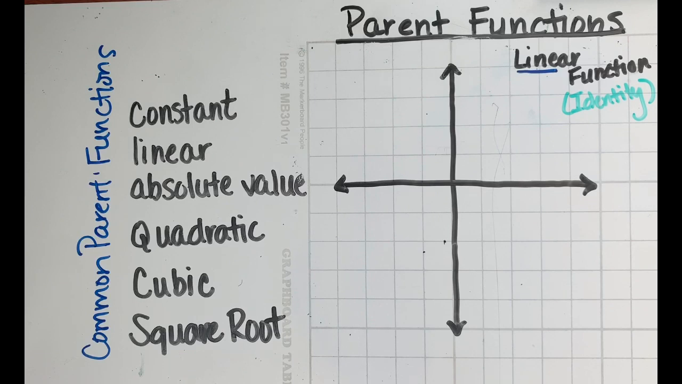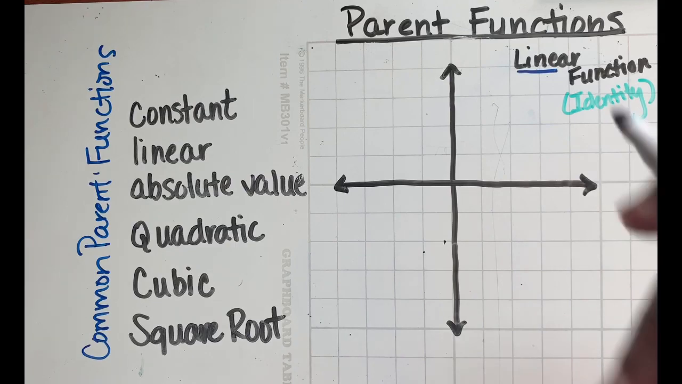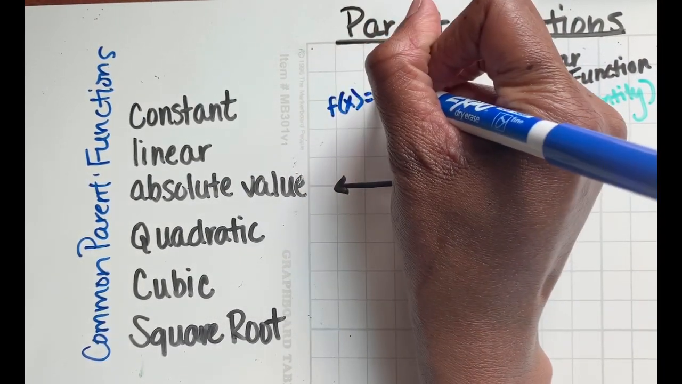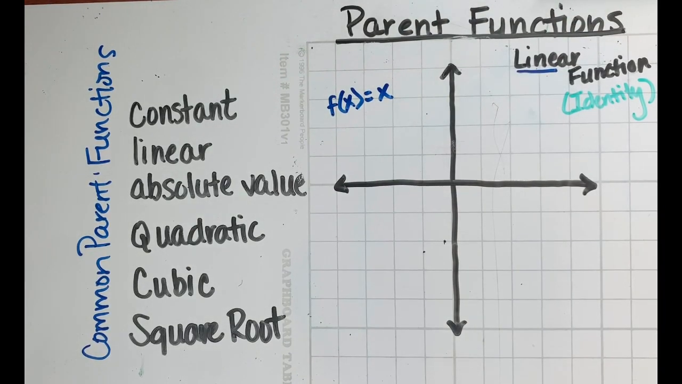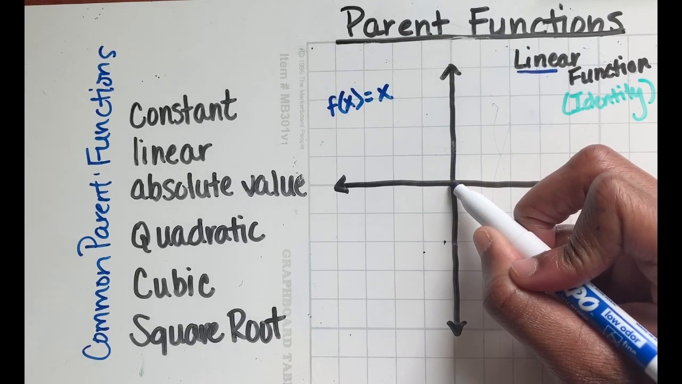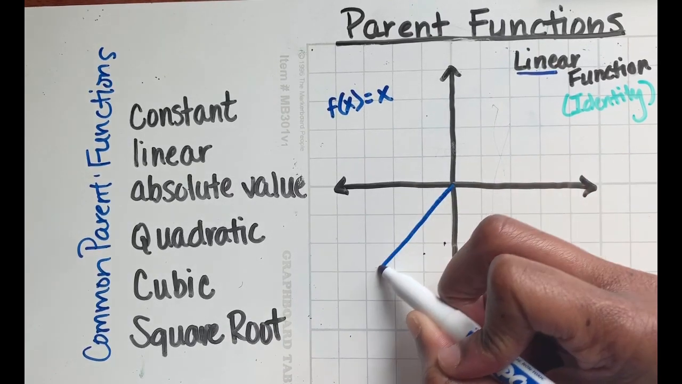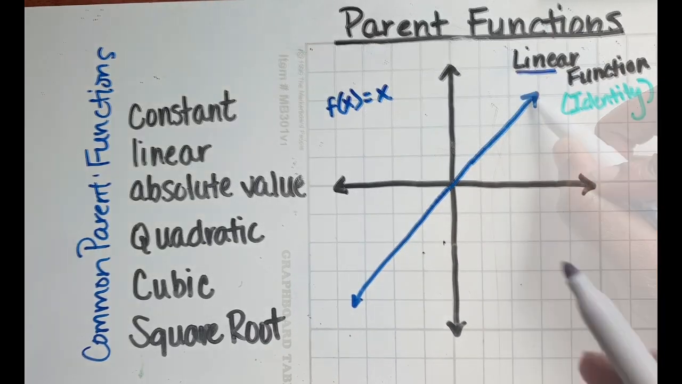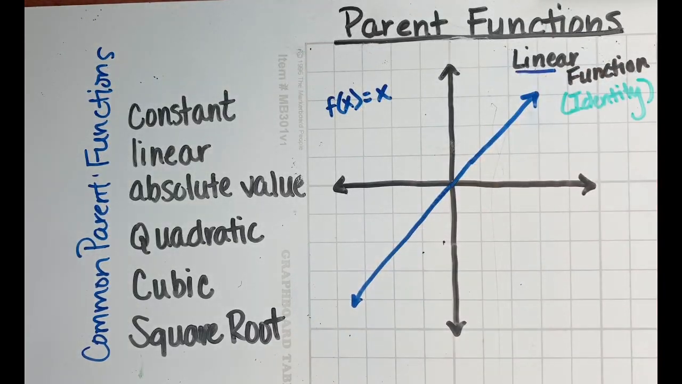Your linear function and identity, those are the same thing. Now, the graph for the equation for this would be f of x equals x. Now, our linear functions are going to look like this. My line isn't perfect, guys, but okay, it's going to be a straight line.